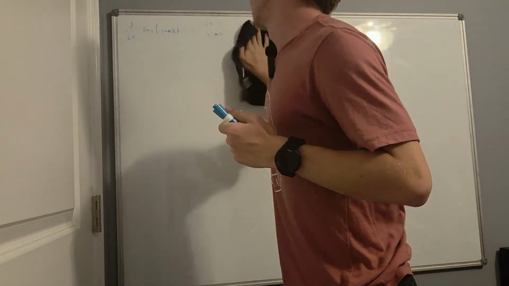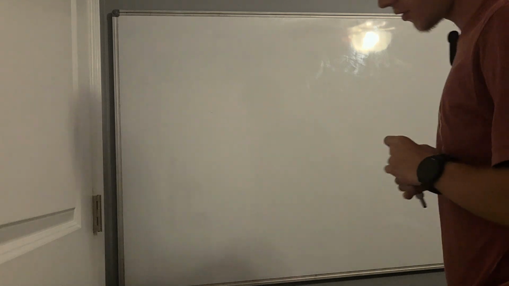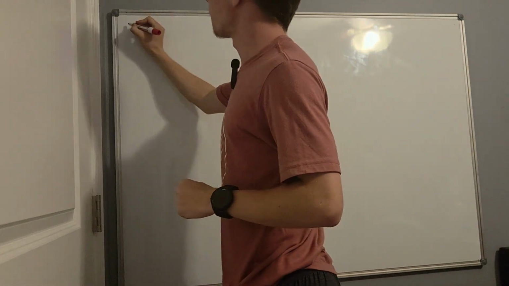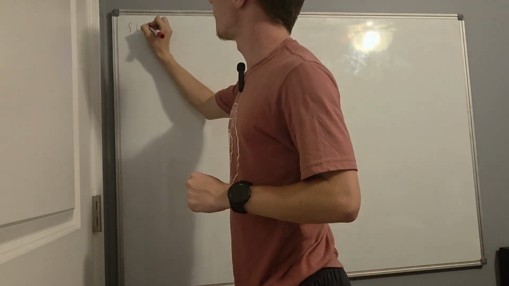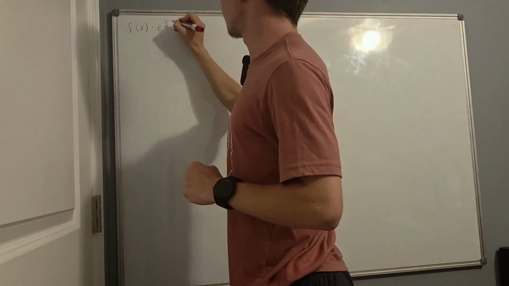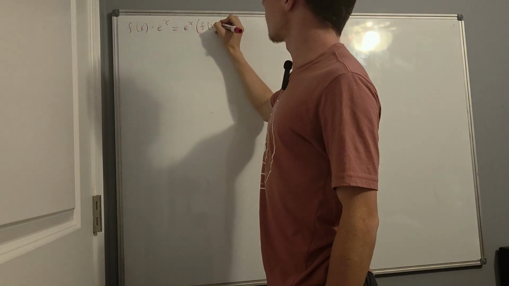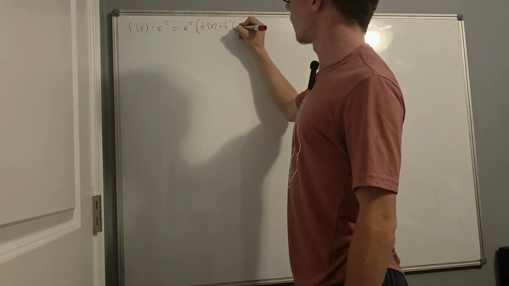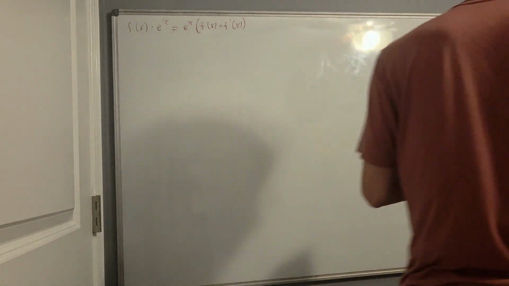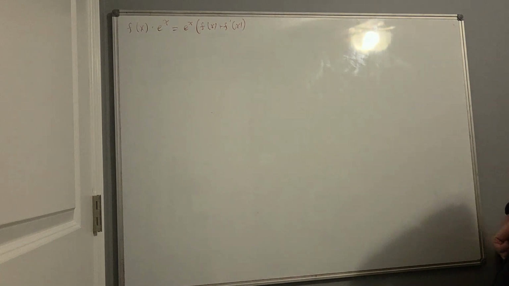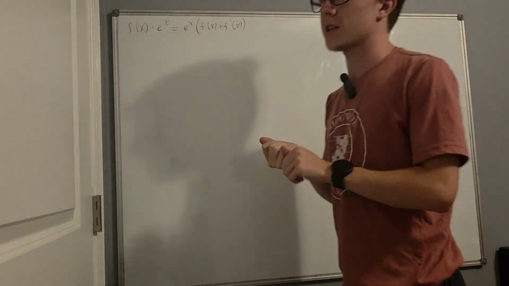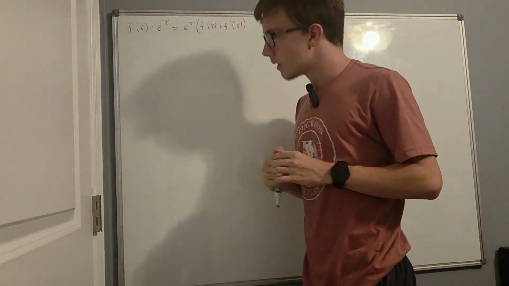Now, next one I'll do. I like all of these. These are all really fun. Some function f of x times e to the x is equal to e to the x times whatever the function is plus its derivative. Like this. And whew, that was fast. And I'll explain this one also. I have no idea if this marker works. I'm just trying to get in some variety.